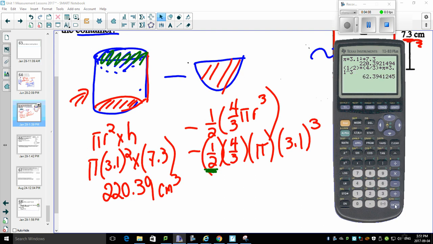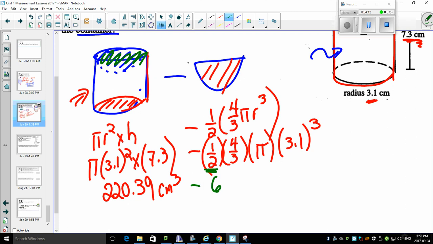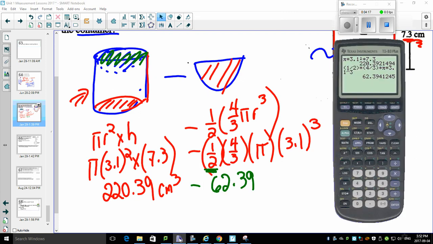This gives you a number of 62.39, so we subtract the 62.39. How do we do this in the calculator? Real simple. You still have the 220.3921 listed right up there, so you could just type it in. In the newer Texas Instruments calculators, all you have to do is mouse up and it'll give you that answer. But in this case, we don't have the newer app, so we're using the older one.